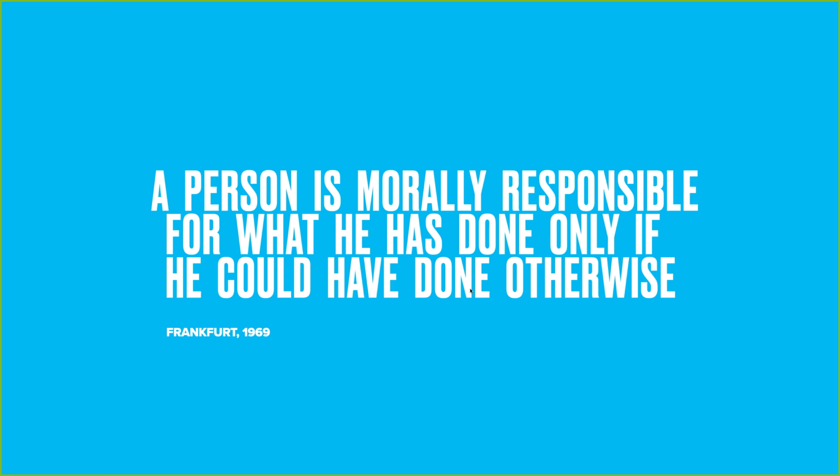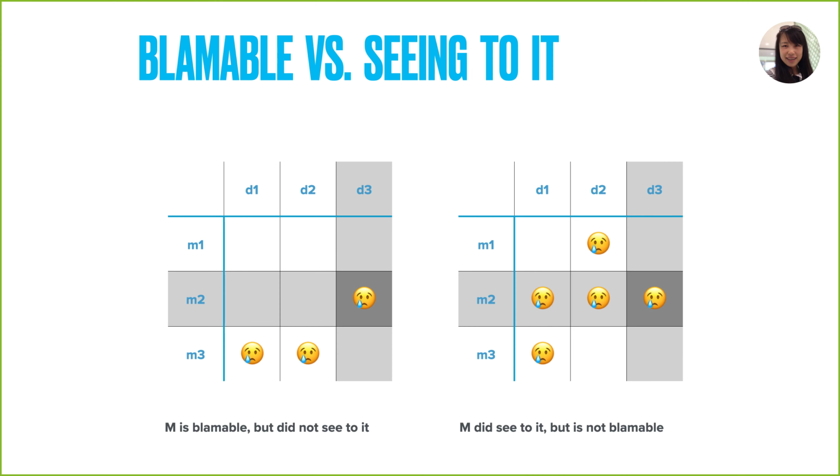The other form is to hold a person responsible for the outcome if the person sees to it that the outcome happens. We refer to that form as responsibility for seeing to it. In this paper, we show that these two forms of responsibility are actually different. More specifically, blameworthiness can be defined through seeing to it, but not vice versa. To illustrate their difference, let's first look at an example.